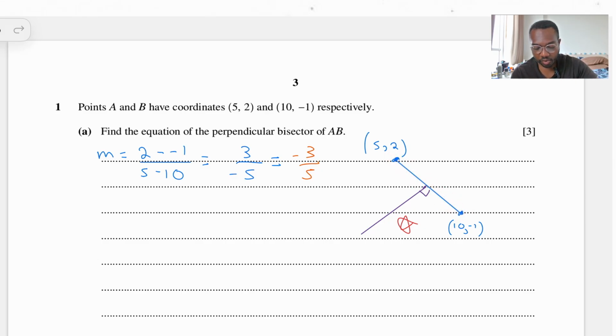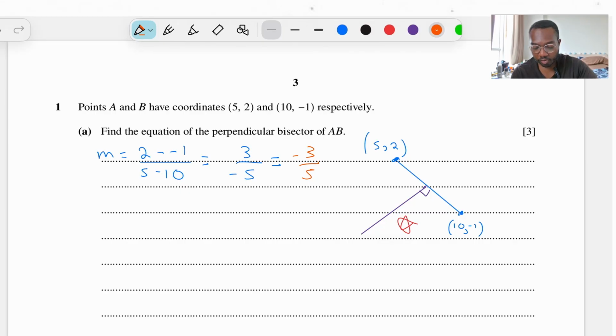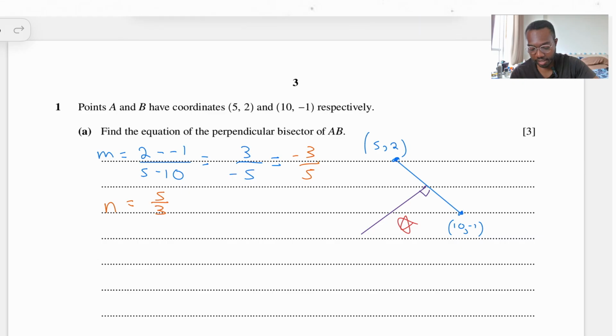Now we know that the perpendicular of that gradient would be the negative reciprocal. So if we call this one n, that would be a positive 5/3. So we've worked out that this gradient here is going to be 5/3.